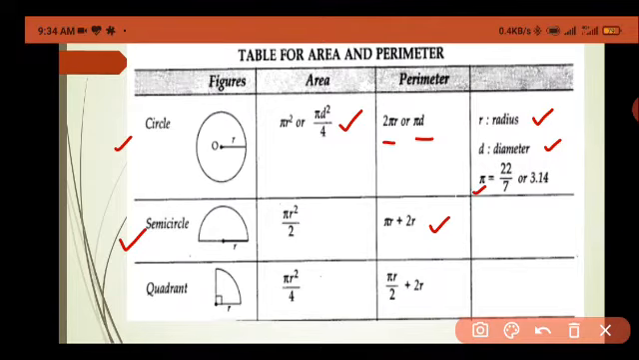Next is quadrant. What is the meaning of quadrant? If a circle is divided into 4 equal parts, that is a quadrant. So what is the area of the quadrant? Pi r square by 4, and its perimeter is pi r divided by 2 plus 2r.